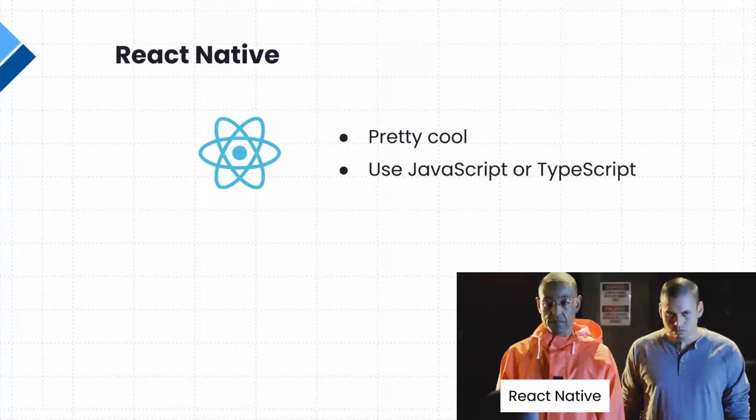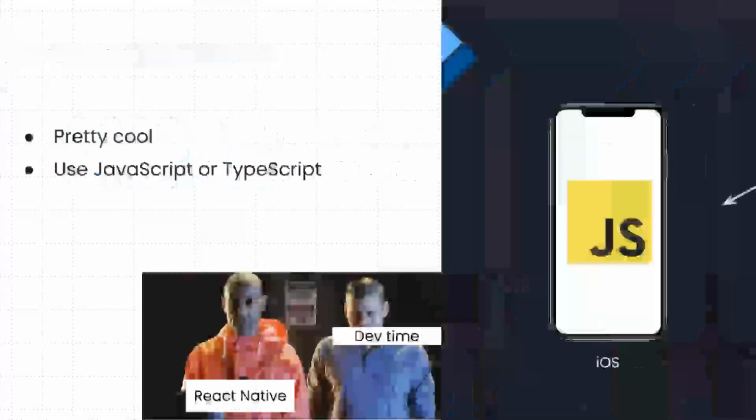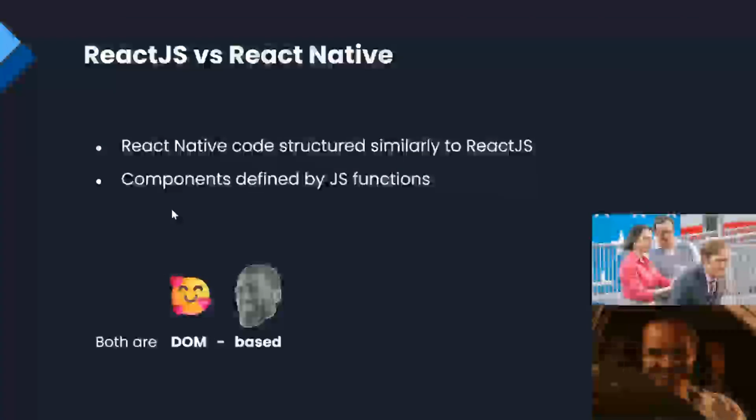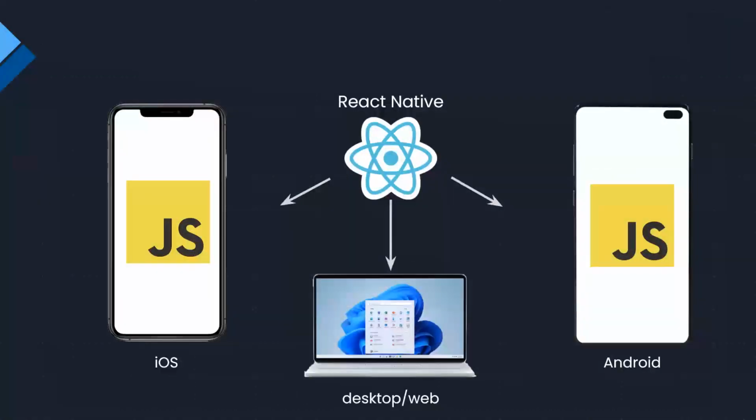So React Native is written in JavaScript and TypeScript. If you already know React, which I think is kind of common, then the learning curve of going from React to React Native is actually pretty easy. It's basically like running JavaScript on both. It allows you to run apps written in JavaScript on both your iPhone and your Android.